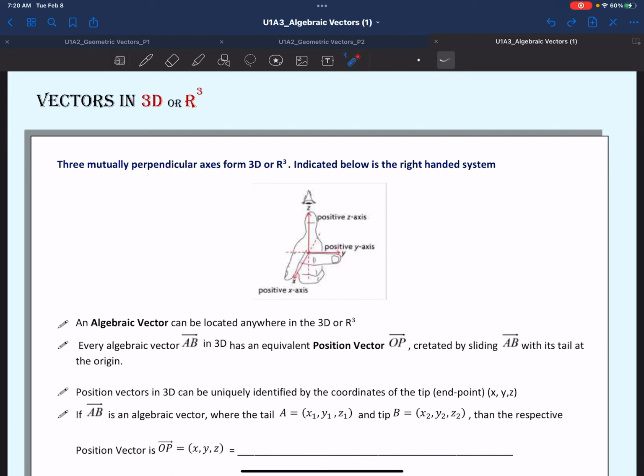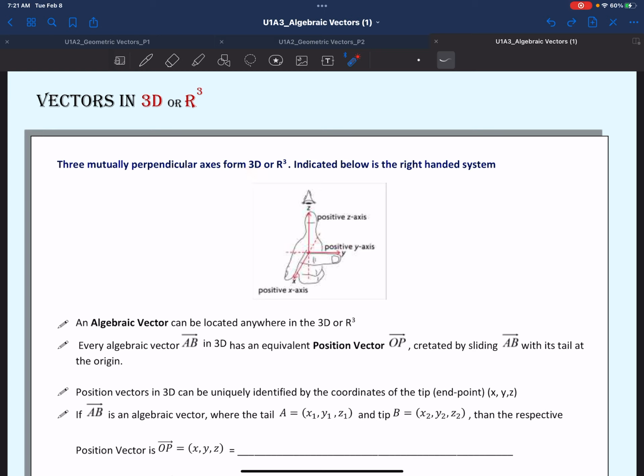Hello and welcome back. In this lesson, we're learning algebraic vectors. We just took a look at algebraic vectors in 2D, and now we'll work on 3D vectors. If we understood algebraic vectors in 2D, then it will be easier for us to understand the 3D vectors. Remember that a 3D system is three mutually perpendicular axes, which make 3D or R3.